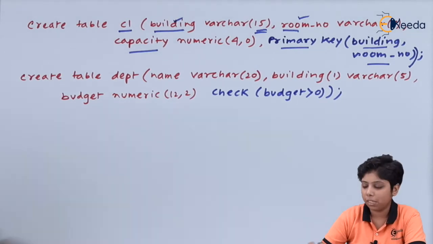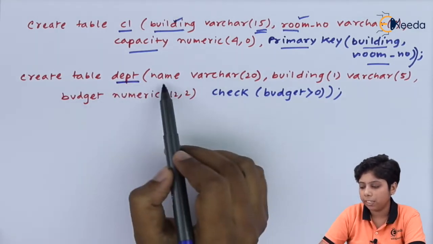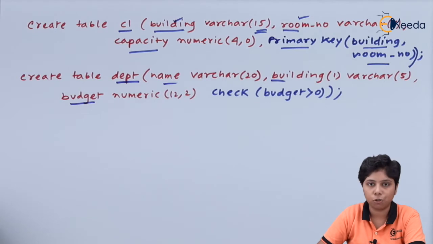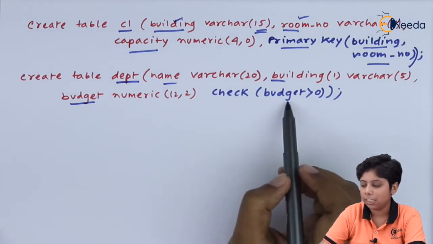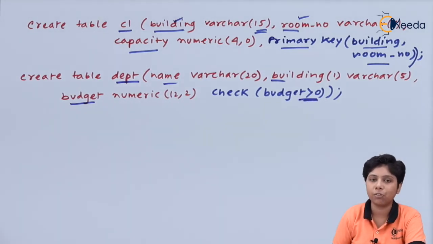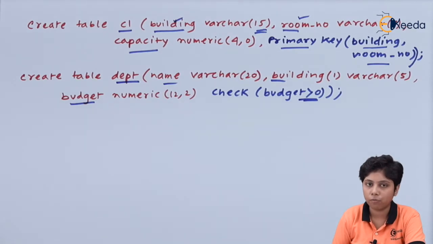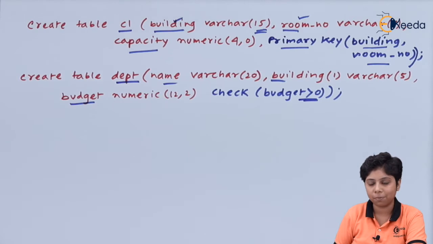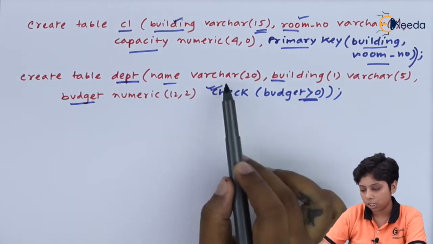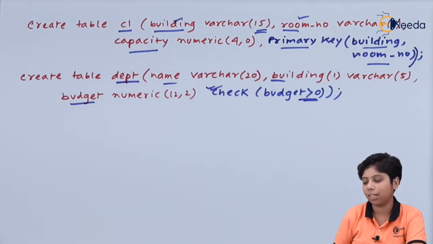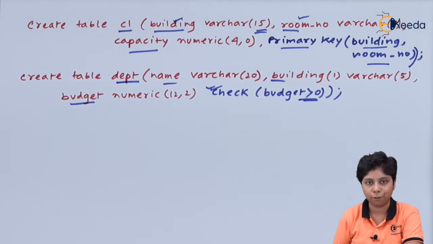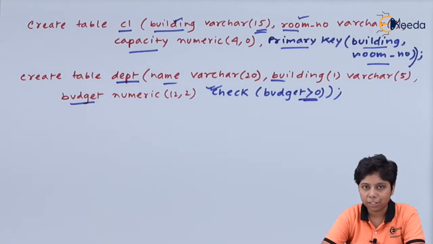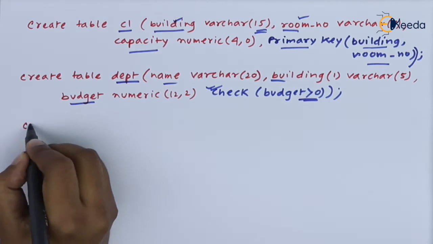So here I am making a department relation with the name, building and budget attributes, with the budget checked by a constraint of budget greater than 0. So whenever I want to insert or update the budget attribute of this database, we need to keep in mind the check constraint of budget greater than 0. Next we will use the referential key integrity.